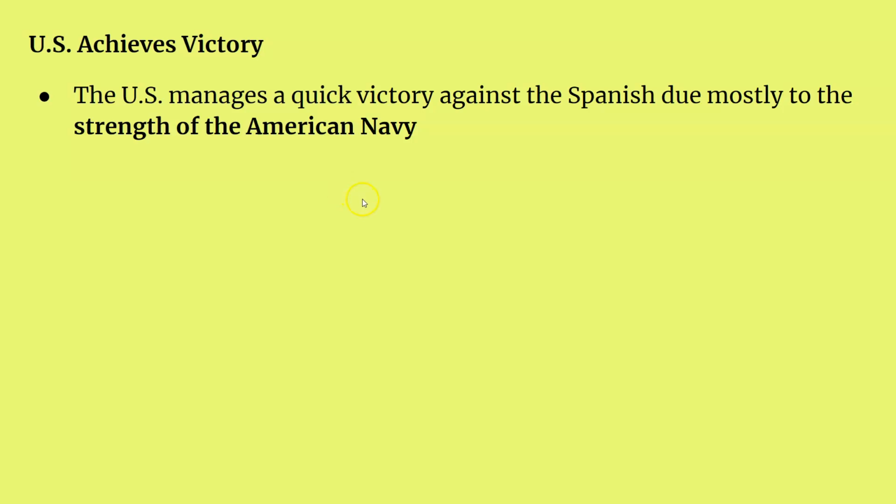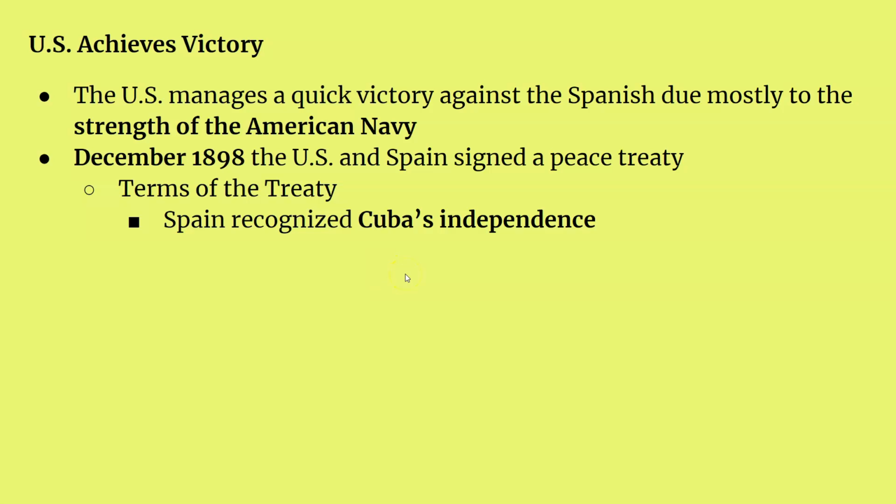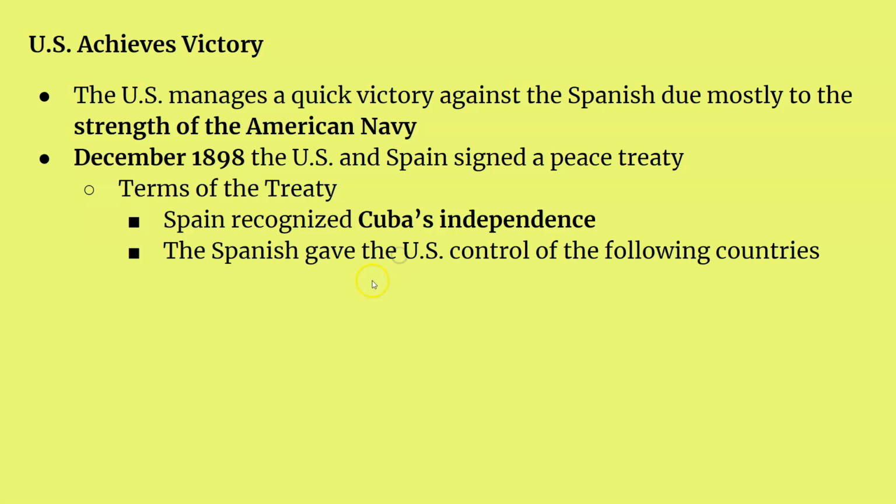So the U.S. defeats the Spanish, mostly because of the strength of the American Navy. The American Navy became really strong at this point in history, around the turn of the century, and controlling the seas was important. And they defeated the Spanish. They signed a peace treaty in December 1898. So the whole war was over in less than a year. And the terms of the treaty was that Spain recognized Cuba's independence. The Spanish left Cuba.